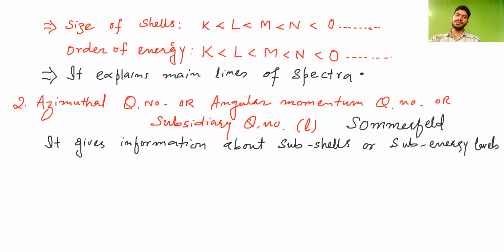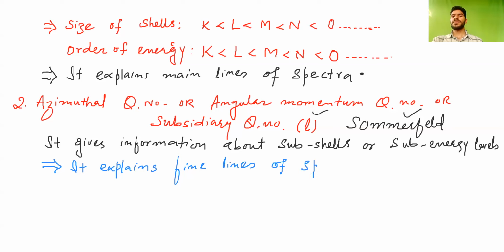So you have to remember that this second quantum number, the azimuthal or angular momentum quantum number, is represented by small l, gives information about subshells or sub-energy levels, and was given by Sommerfeld. Now what does it explain? It explains the fine lines of spectra. Sometimes in the spectra we also see some small, sharp lines which are not the main lines. They are the fine lines of spectra. So remember that it explains fine lines of spectra.